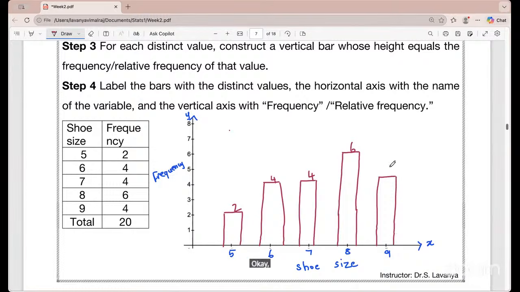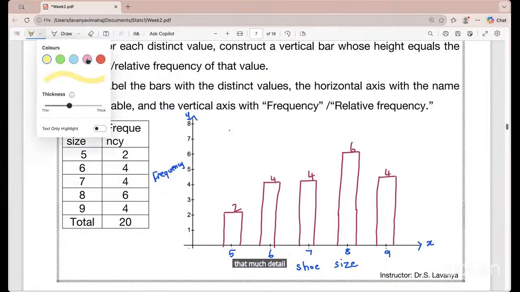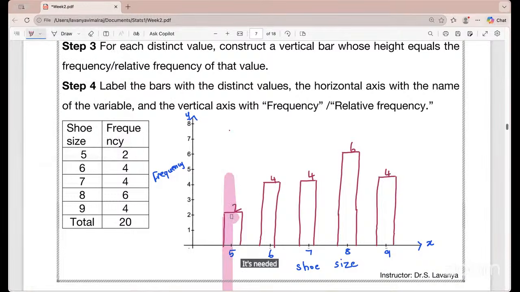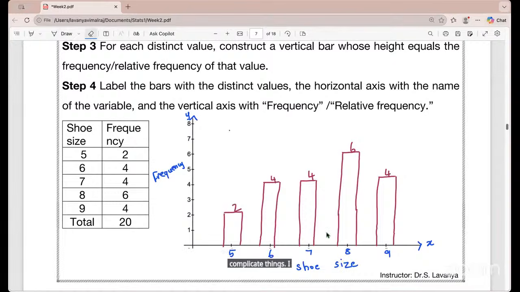Okay, so this is how usually a bar graph is made. All right. And of course, inside also the color is filled, right? I don't know whether that much detailing is needed, but anyway, maybe if it's not working, maybe it's better I avoid this. I don't want to complicate things. I hope this is enough for you to understand.